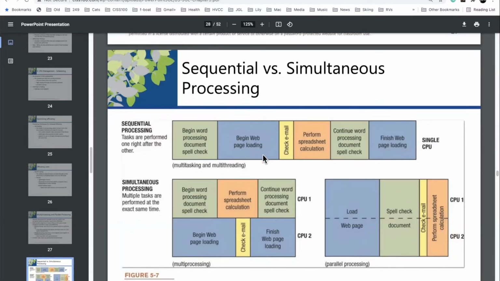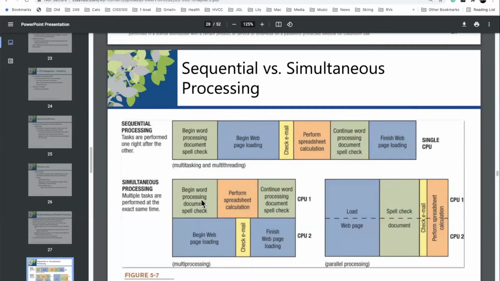Multiprocessing and parallel processing both require multiple cores. So in this picture, we're seeing essentially systems with 2 CPUs or 2 cores. The difference between multiprocessing and parallel processing is that in multiprocessing, which is much less complex, processes will get assigned to a particular CPU and they will not migrate.